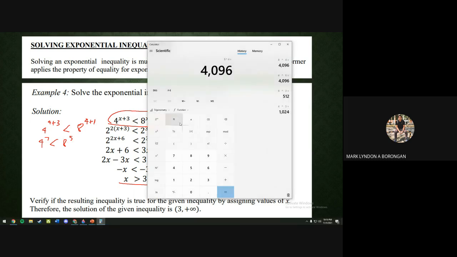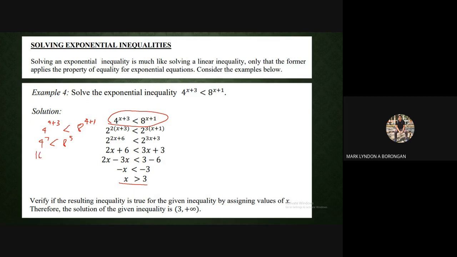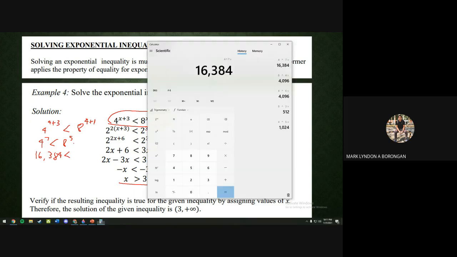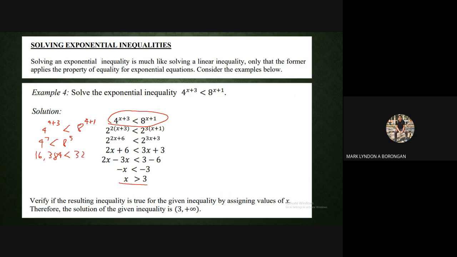So if we calculate, 4 to the power of 7 is 16,384. Will it be less than 8 to the power of 5, which is 32,768? 32,768, which makes the statement true. Okay? So it is true. It is true when x is greater than 3. So that is how you solve for inequality.